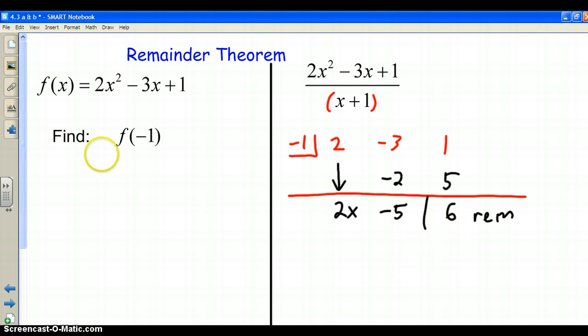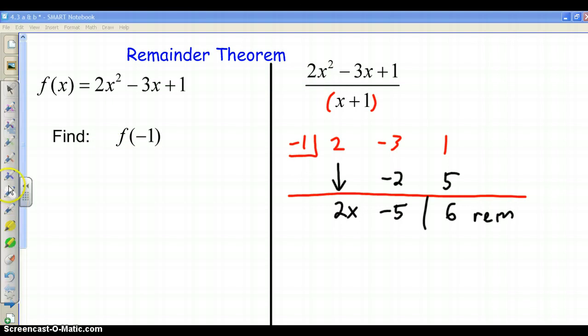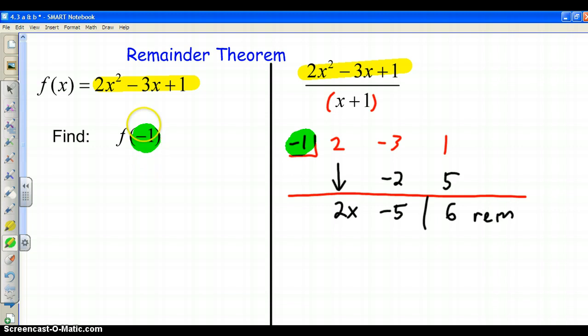Let's do a similar problem over here. Notice that much of this problem is very similar to what you just did. This is the same. And really, this value here, our potential solution, is the value that we're plugging into the function. That's kind of interesting. Let's see what happens. So I'm going to plug this in.